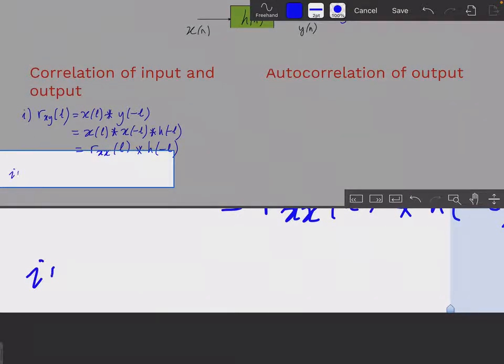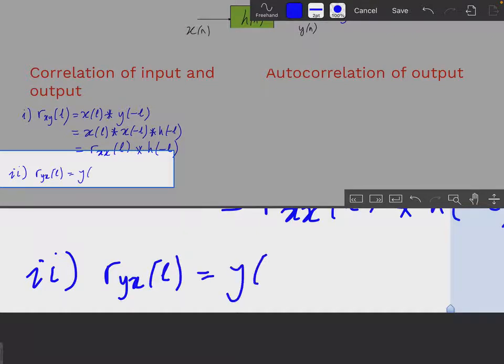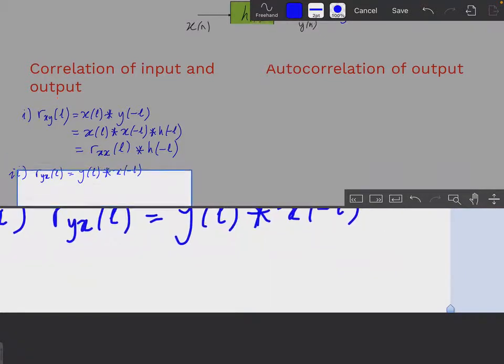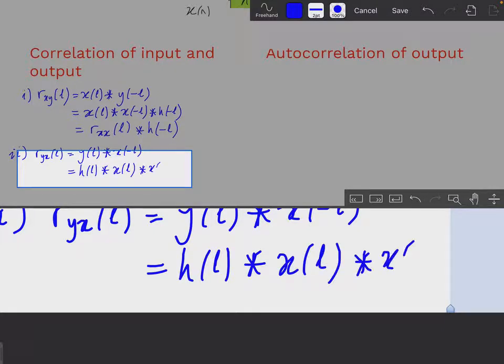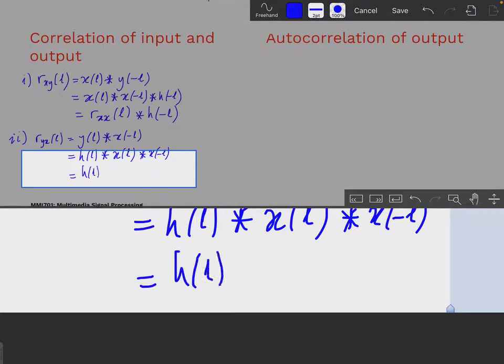And secondly, our YX of L is Y of L convolved with X of minus L, which is equal to H of L convolved with X of L convolved with X of minus L, which is the same thing as H of L convolved with our XX of L. So two things which are basically the same. So that's good, input-output correlations.